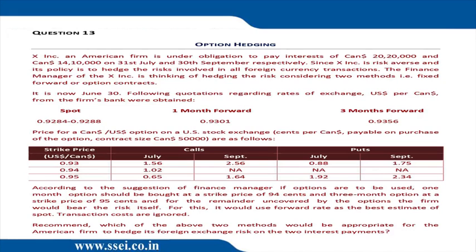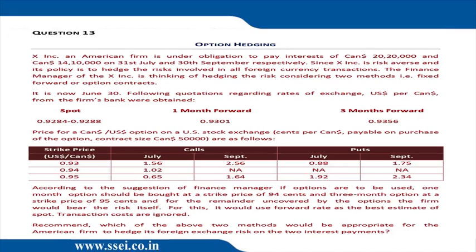It's afraid of the Canadian dollar rising. Since X is risk averse, its policy is to hedge the risk. The finance manager of the company is thinking of hedging the risk using two methods, either forward contracts or option contracts. It is now end of June. So we have July end, that is a 1 month exposure. September end, that is a 3 month exposure.